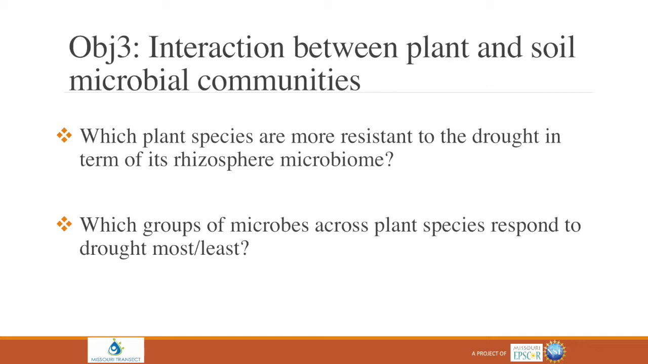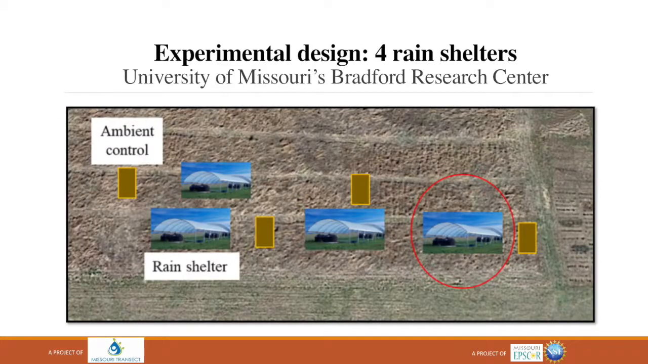To do that, we have a rain shelter structure built at the University of Missouri Bradford Research Center. The full rain shelter is located as the image shows, and the full ambient control is located just beside it, nearby the rain shelter.